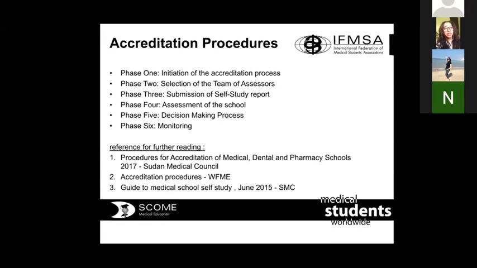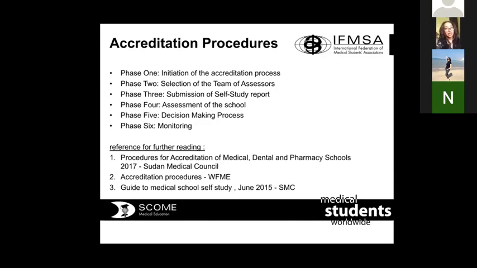So the next phase of accreditation procedures is the selection of the team of assessors. This phase is done by the accreditation agency. After you approach them and tell them that you want to initiate the accreditation process, they choose a team of assessors who will be monitoring and supervising the accreditation process in your medical school. Assessors are usually professors, could be deans, could be university teachers, but they have to be from outside the medical school so they can ensure that there's no bias and the accreditation process is carried out in a very decent way and to high standards. And also the team of assessors has to be very well trained and has to be chosen by the accreditation agency.